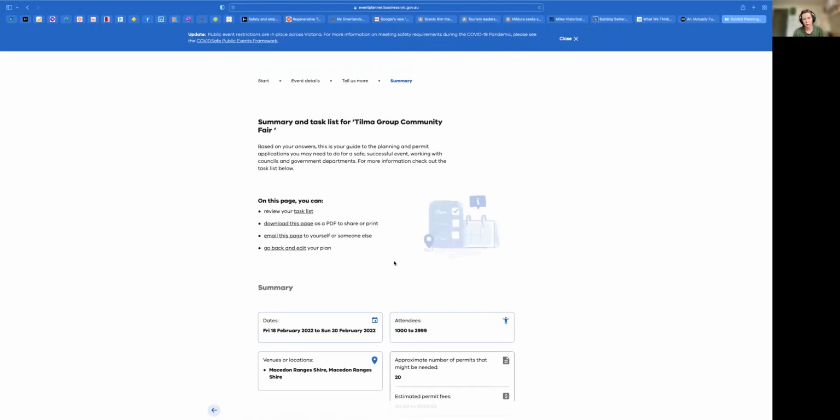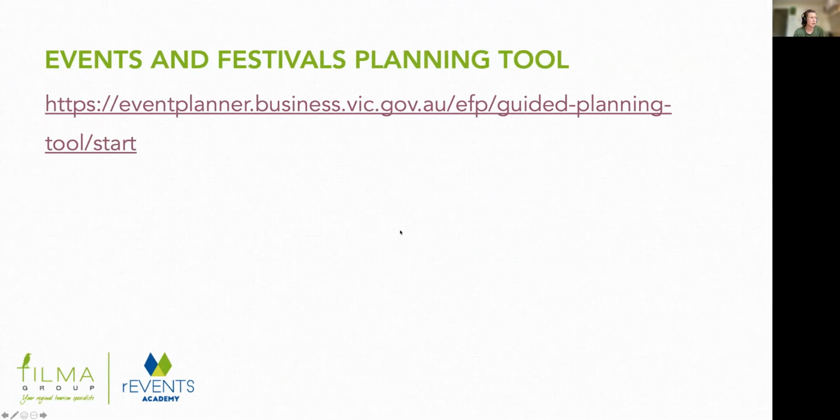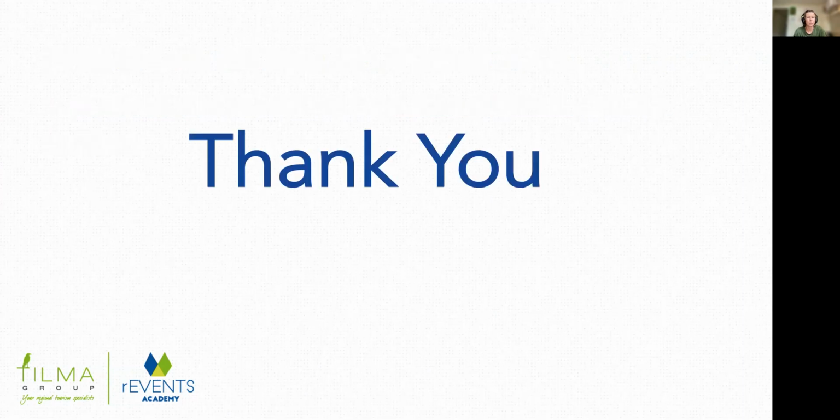So it's a wonderful tool to use. I encourage everyone to jump in, have a look, put your event in, even if you don't have all the details finalized. It's that first step to understand what approvals and permits you may need for your event. You're very fortunate in Victoria to have access to that. So jump in, use it, and I wish you all the luck in planning your next event.